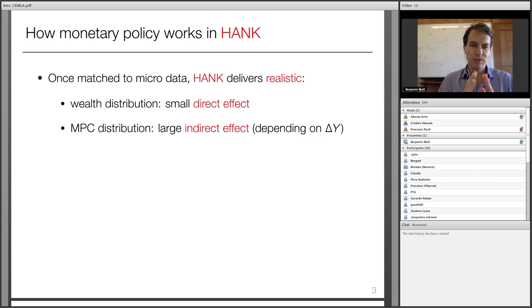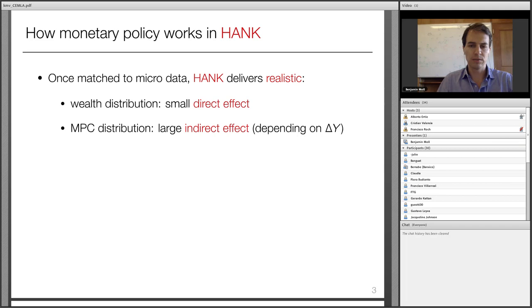To really focus your minds, the key thing is that roughly 30% of the population are going to be up against some sort of constraint. As a result, if you're up against a constraint, you're going to respond strongly to income changes, and you're not going to respond strongly to interest rate changes. So given this, we have small direct effects and large indirect effects, a little bit depending on what happens to household disposable income.